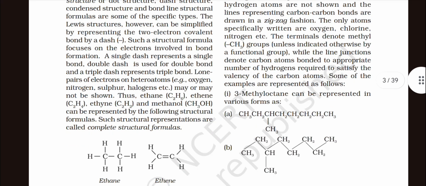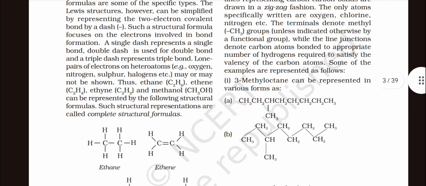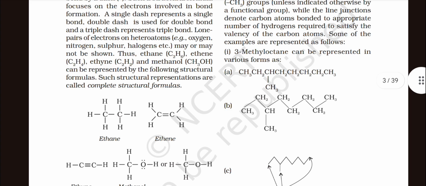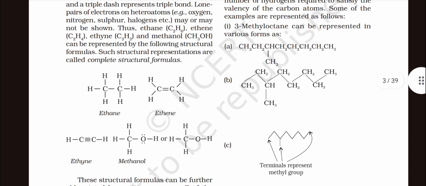Lone pairs of electrons on heteroatoms, for example oxygen, nitrogen, sulfur, halogens, etc., may or may not be shown. Thus ethane C2H6, ethene C2H4, ethyne C2H2, and methanol CH3OH can be represented by the following structural formulas. Such structural representations are called complete structural formulas.